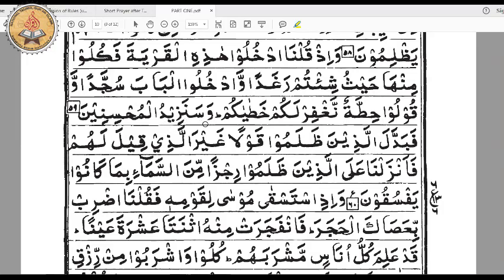Wasanazidu. Good. What letter is this? It's got a little dot on top. The. Good. Well done. So what would this be? Zidu. Good. Well done. Wasanazidul muhsinin. Very nice. Excellent effort.